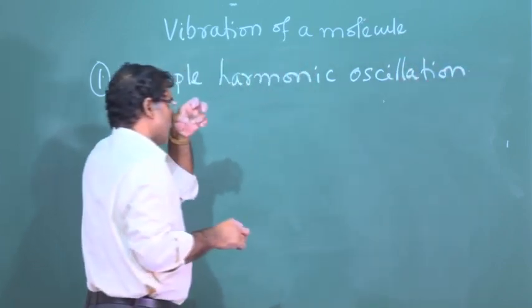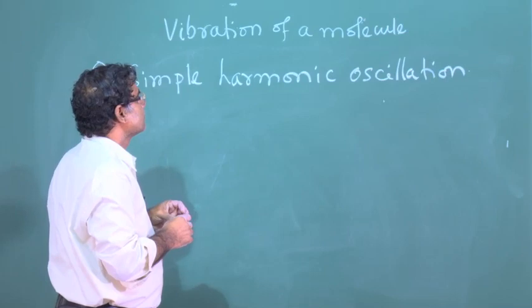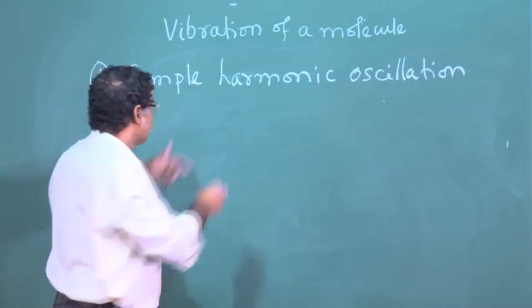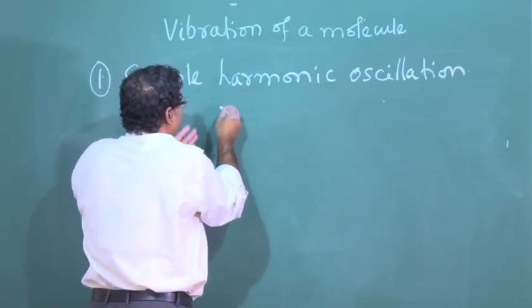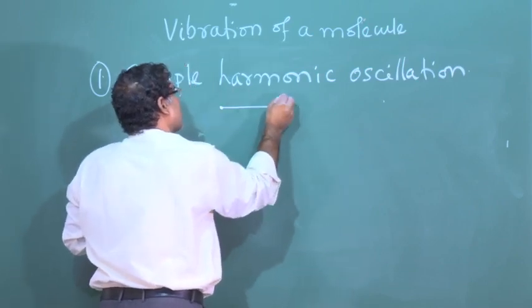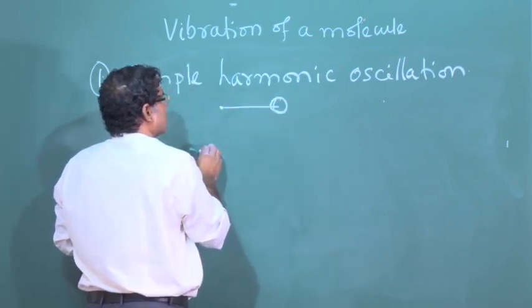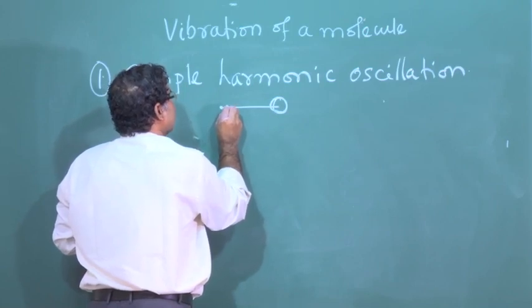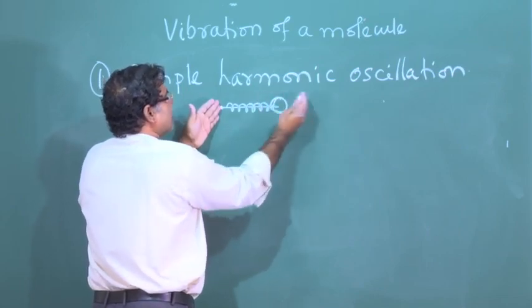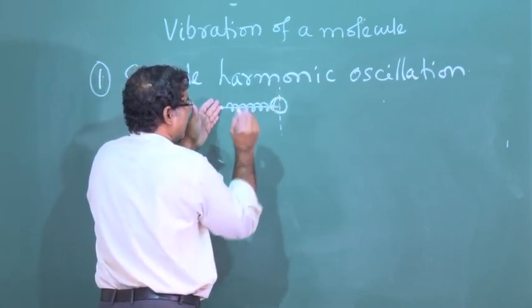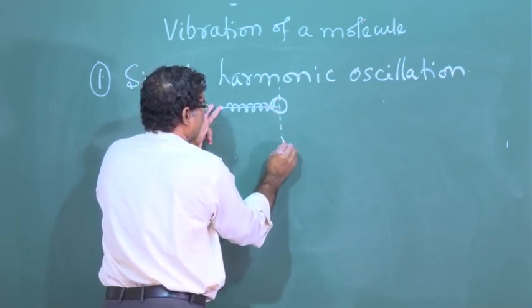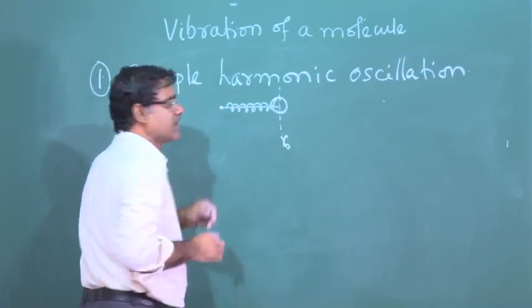So, one model was basically simple harmonic oscillation. What does it mean? If we reduce this problem to a one body problem, it is like a spring, oscillating around the r0 position, the equilibrium distance.